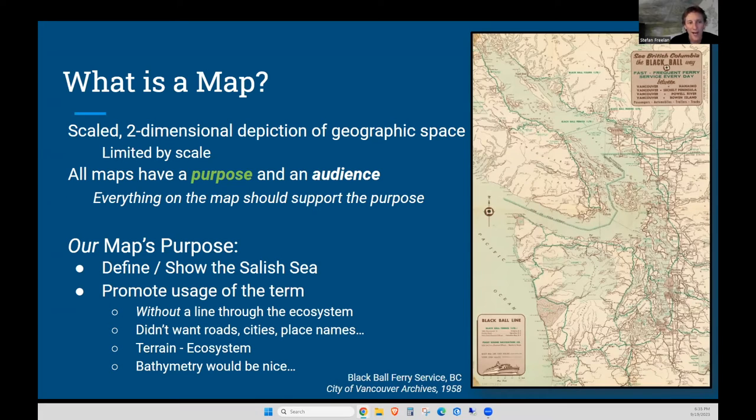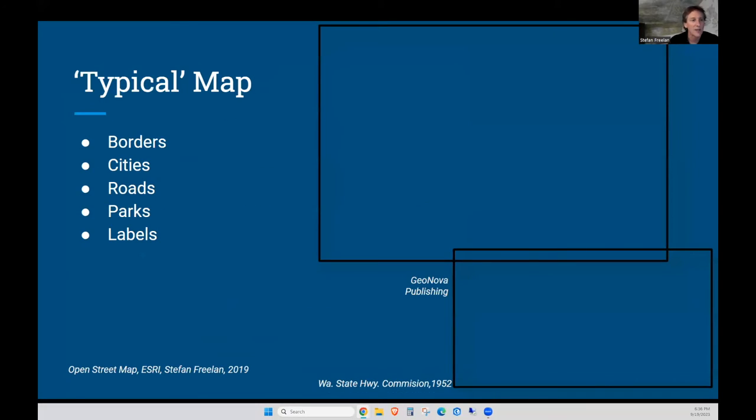Bert wanted a map that would define and show the Salish Sea. Almost gets it out of this map, but beyond that, without a line through the middle of the ecosystem. So let's get rid of that border. And while we're at it, let's get rid of the roads, the cities, the place names, the human footprint. And let's focus on the water and the terrain and the ecosystem. And if we can get bathymetry, that'd be great. So that sub-water terrain.